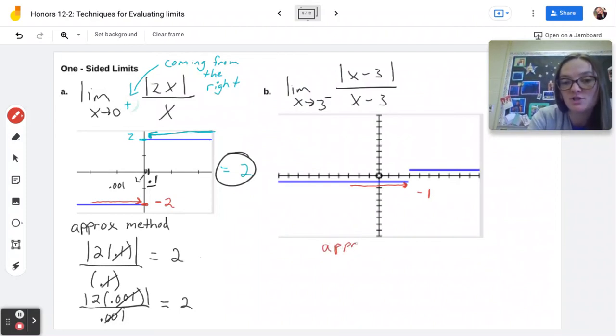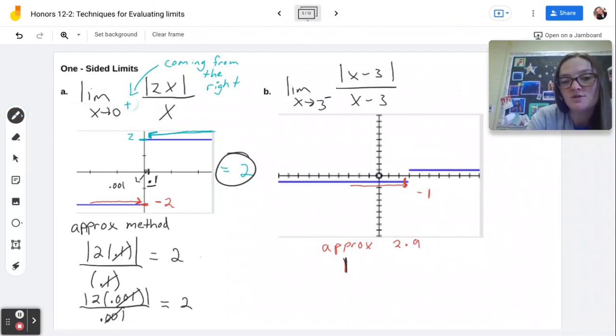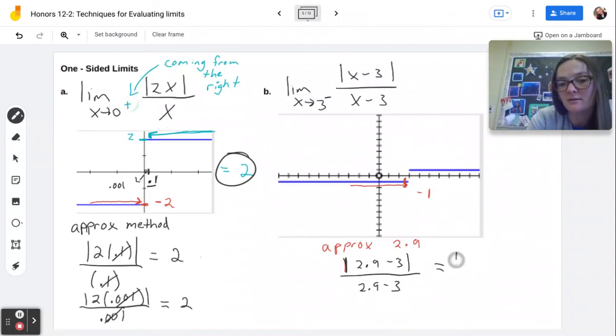So the approximation method is going to say, let's pick a number that's close from the left. Maybe like 2.9. That's pretty close. So I'm going to do the absolute value, let's change my color a little bit here, of 2.9 minus 3 all over 2.9 minus 3. Well, the absolute value here is going to make this the absolute value of -0.1, which is just going to make it positive 0.1, all over -0.1, which we can see is going to be 1.